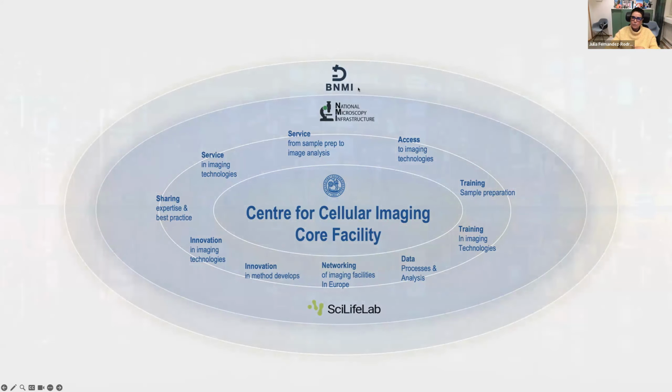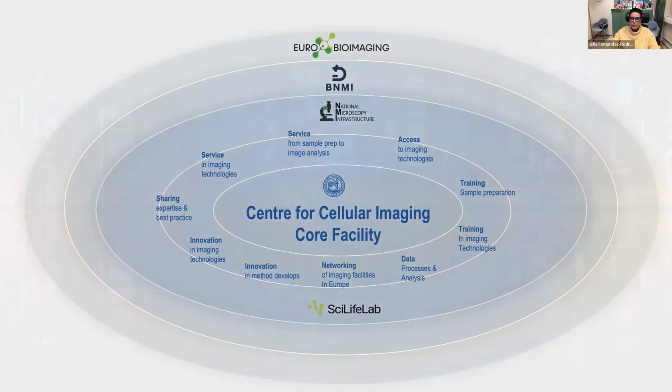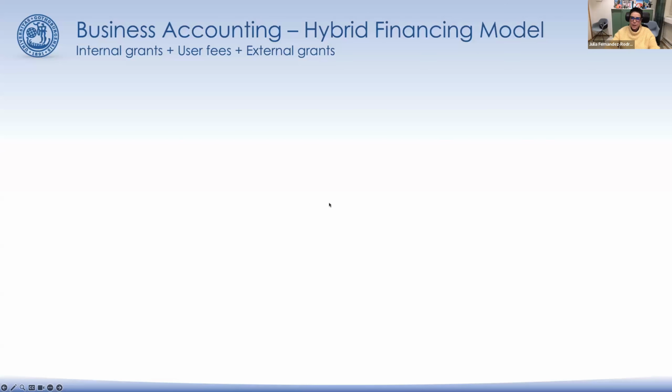We are also part of a regional, Nordic infrastructure, which we call the Bridging Nordic Microscopy Infrastructure. Region here means the whole Nordic region, which includes countries like Norway, Sweden, Finland, Denmark, and Iceland. And of course, we are part of an international network, Euro-BioImaging. So how do we deal with all that?